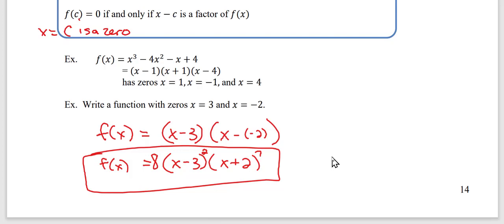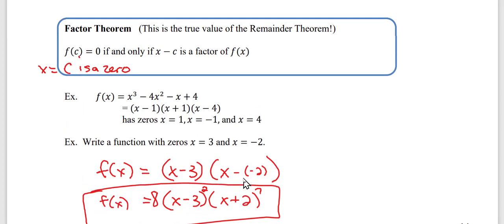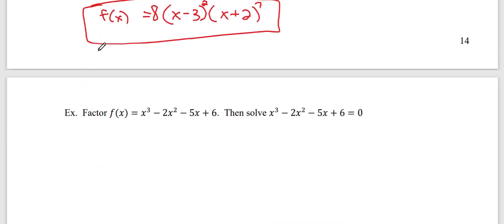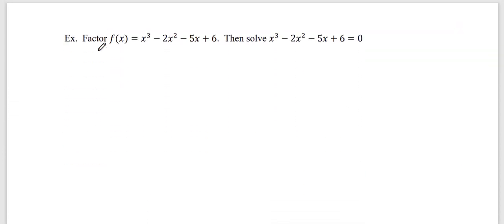On a test, it would be more explicit. But that's kind of using the factor theorem the other way: once you know something's a 0, then you can write the factors too. Let's use this as an example, or look at this example.